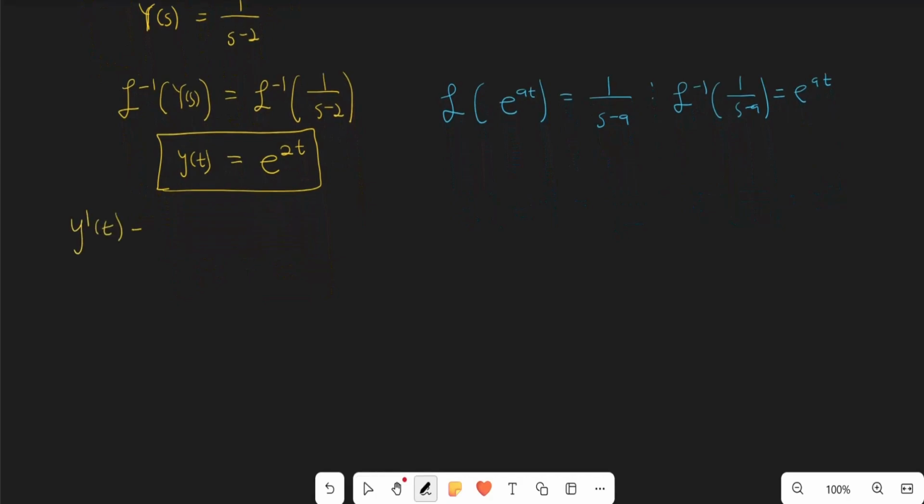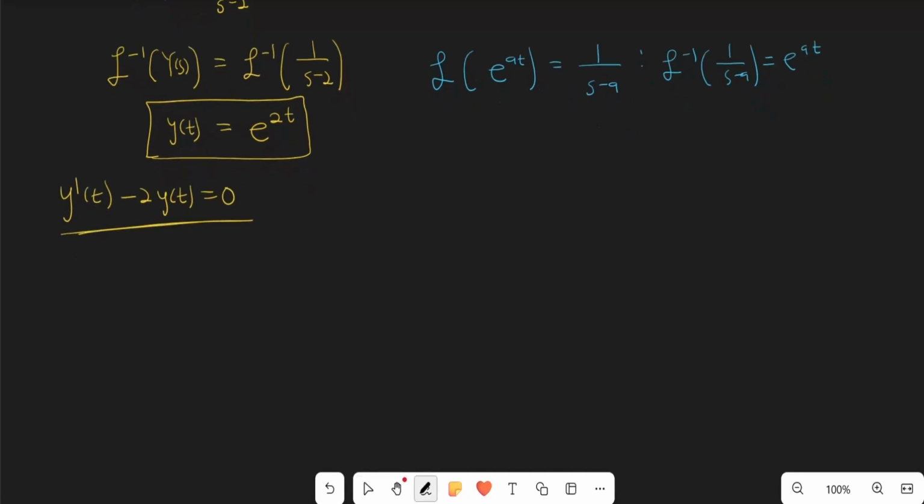That is y prime of t minus 2 times y of t equal to 0, with the initial condition that y of 0 is equal to 1. So you can verify that this one is the answer to this differential equation. Right, so you can just do a quick verification. If y of t is this, that means that y prime of t is equal to, just differentiating this, 2e to the 2t.